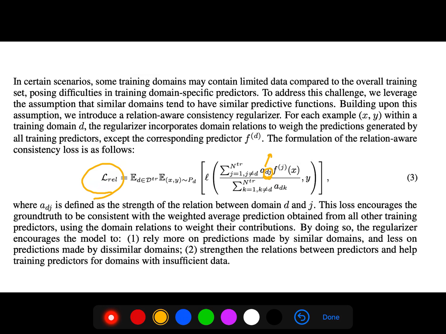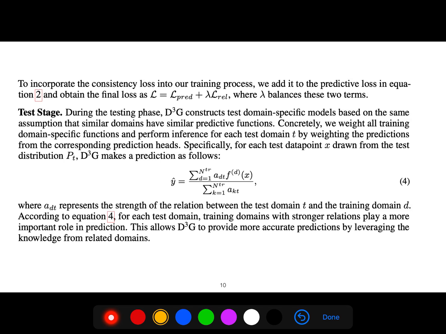By doing so, the regularizer encourages the model to rely more on predictions made by similar domains and less on predictions made by dissimilar domains, strengthens the relations between predictors, and helps train predictors for domains with insufficient data. So to incorporate the consistency loss, we add it to the predictive loss in equation 2 and obtain the final loss.